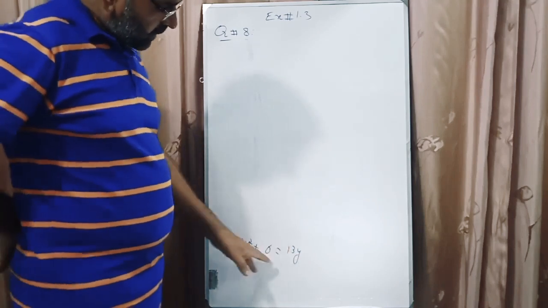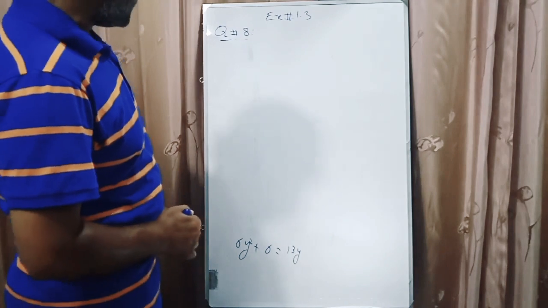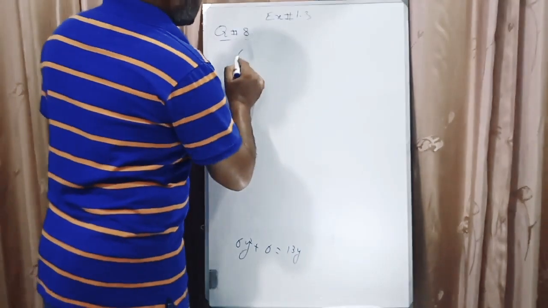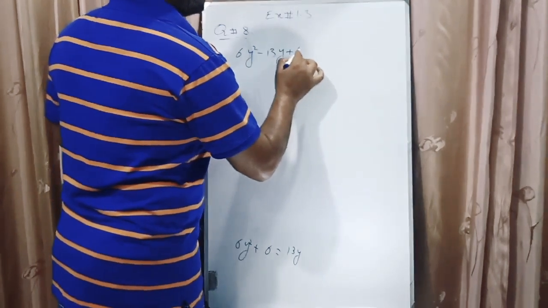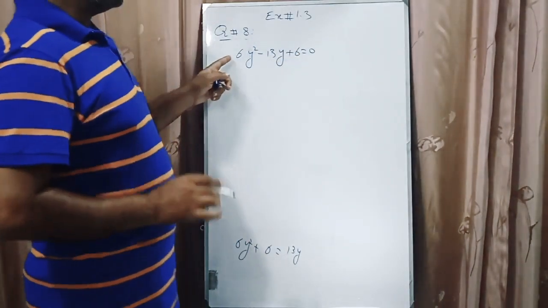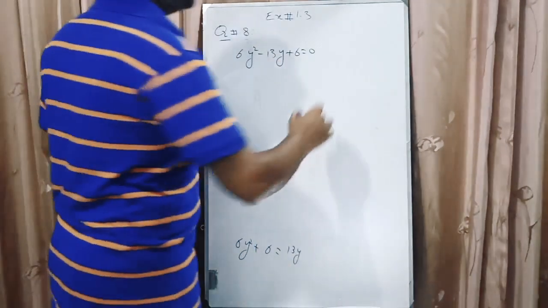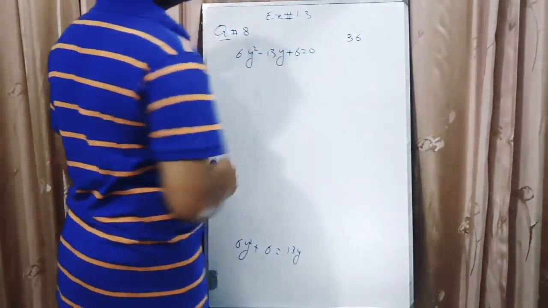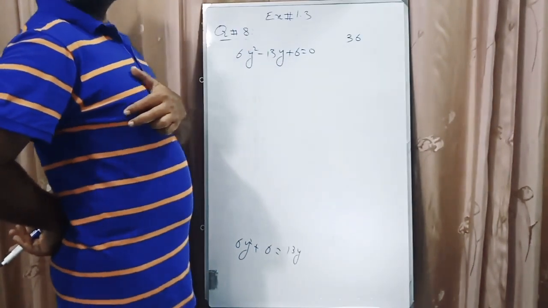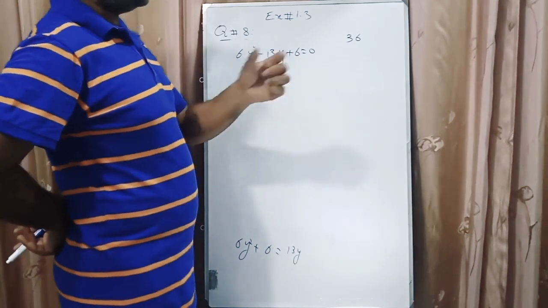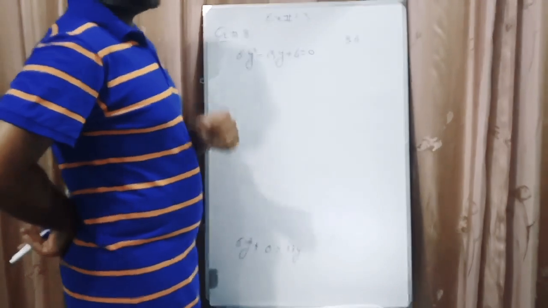Students, transfer this 13y to the other side and it will become minus, and we have to write this equation in the standard form, and we will get 6y square minus 13y plus 6 is equal to 0. Now multiply the coefficient of the square term and the real number and we will get 36, and it is a positive number. Now we have to convert this 36 into factors in a way that the product must be equal to 36 and the sum must be equal to minus 13.